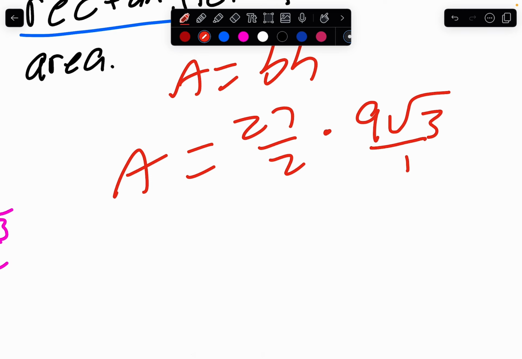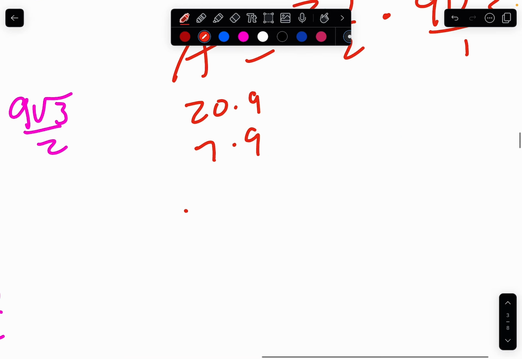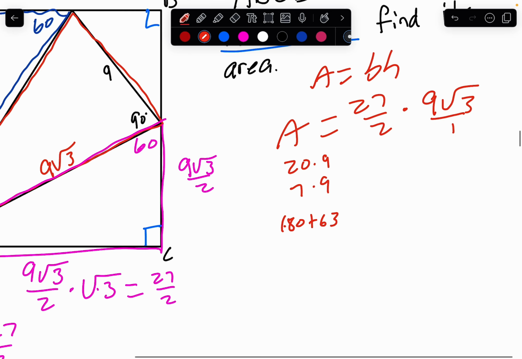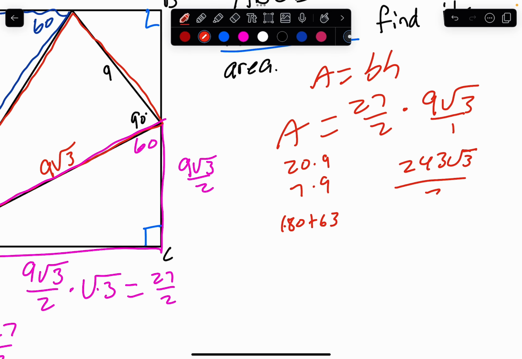If I'm on the quiz and I don't have a calculator, I'm going to do 20 times 9, and 7 times 9. I'm breaking 27 into 20 and 7, and that would be 180 and 63. That's a lot easier to do, I think. So 180 plus 63 would be 243. So we have 243. Don't forget there's a root 3 over 2.